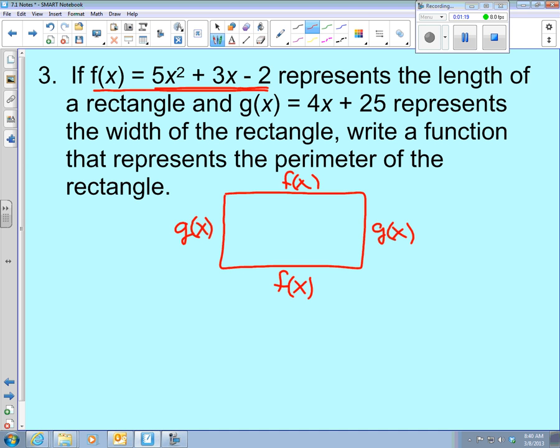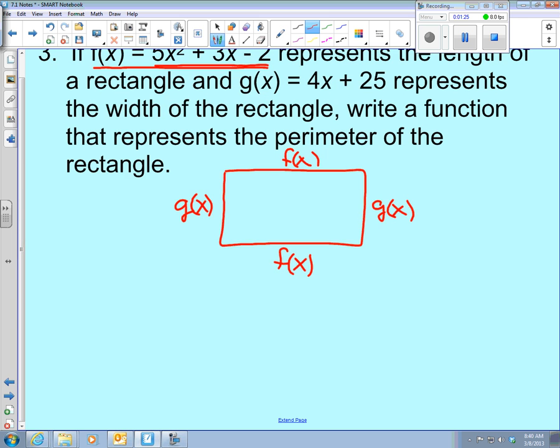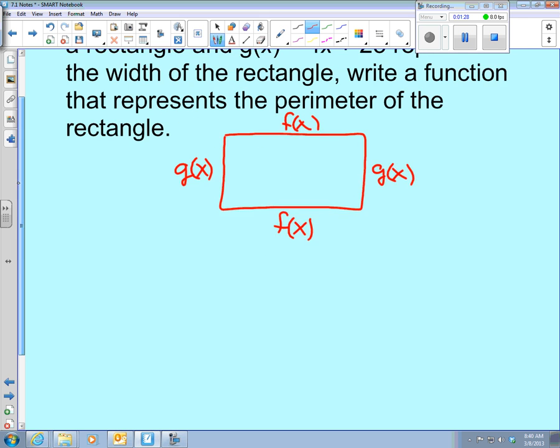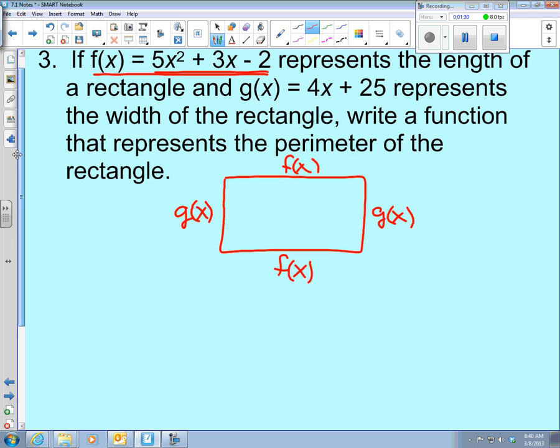Now it says write a function that represents the perimeter of the rectangle. Okay, so I'm going to use the titles here for a little shortcut, but eventually we'll get into the function part of it. If I were going to do the perimeter, it's the sum of all sides. So that's f of x plus g of x plus another f of x plus another g of x. And you can simplify this just by combining like terms.